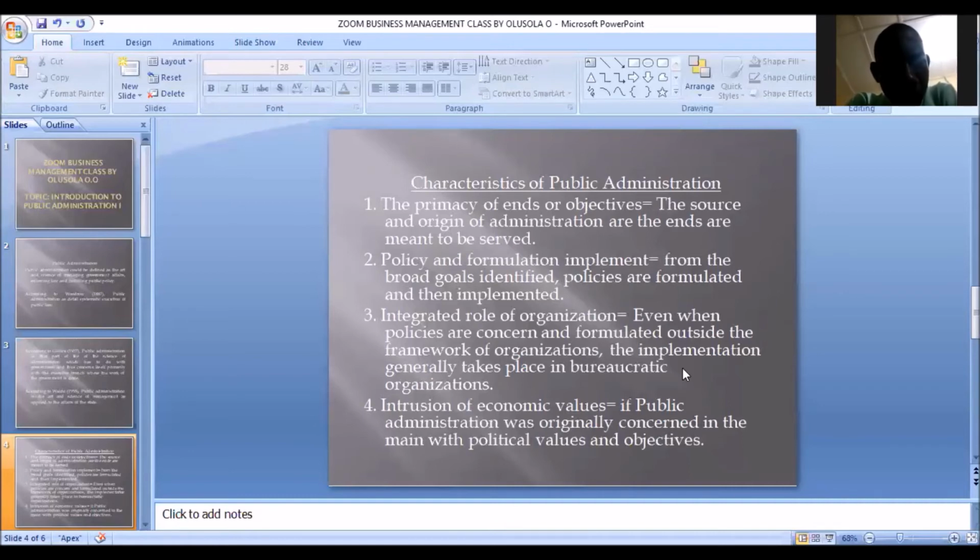So public administration has objectives. They have what they are working towards. They have what they want to attain. And that's why during campaigns, when politicians are campaigning, there is what we refer to as a political manifesto or party manifesto. That is, I will do this. So that will also serve as an objective.